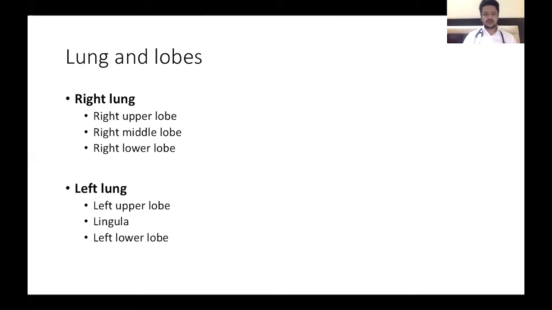Just before going into the details, we need to have a quick review of the basics. We have 2 lungs, very simple, right lung and left lung. The right lung has 3 lobes: right upper lobe, middle lobe, and lower lobe. The left lung has left upper lobe, lingula, and left lower lobe. Although the left lingula doesn't have any independent bronchial supply, the left upper lobe and lingula have the same bronchial supply.